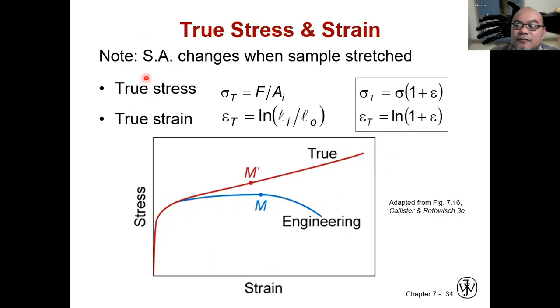This is due to surface area changes when the sample is being stretched. The I here represents the instant surface area when the sample is being stretched.